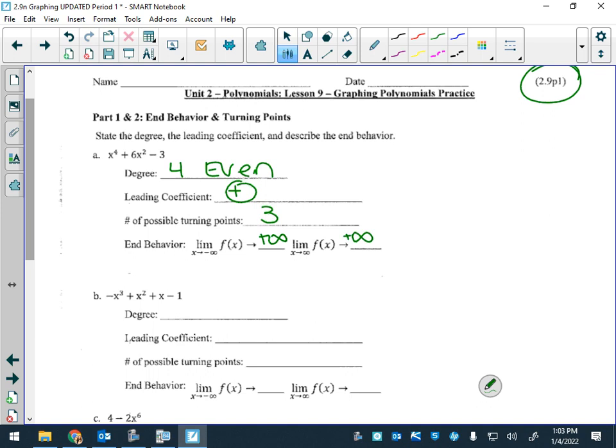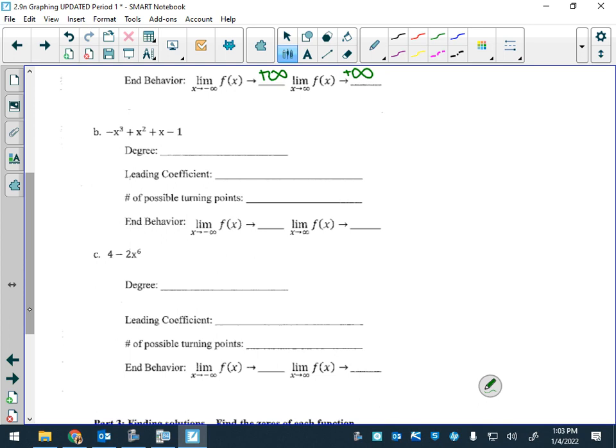Okay. Now if we look at B, what is our degree? Wes? 3, which is odd. Okay. Leading coefficient would be what? Addison? Negative. It's -1, so it's negative. Number of possible turning points. Nolan, what do you think? 2. Good. Okay, so this is odd.